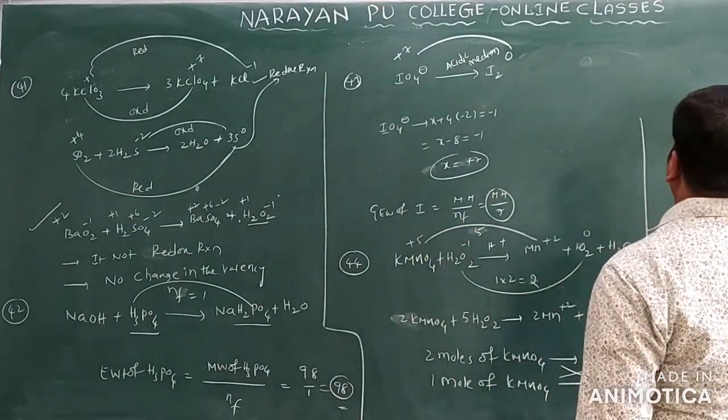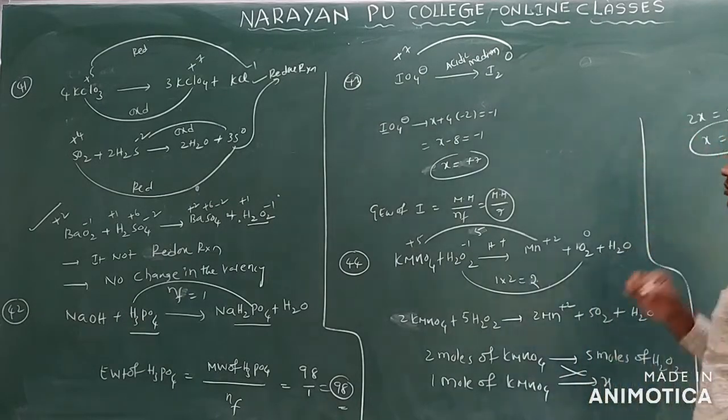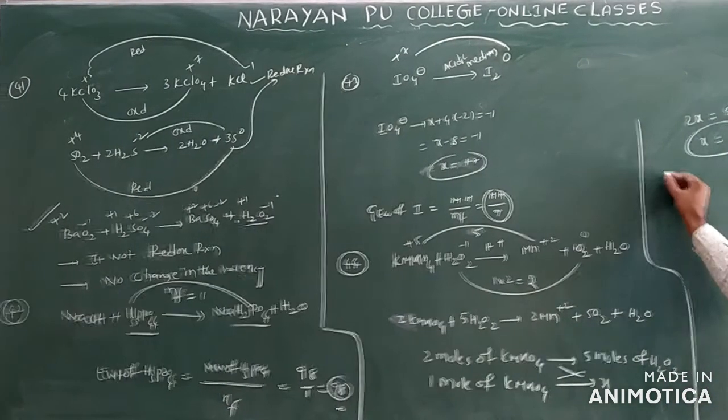2x equal to 5 into 1, x equal to 5 by 2 only. So what is your answer? Your answer is 3 for this question only. Come to the next one.